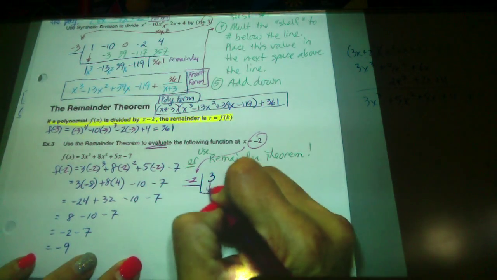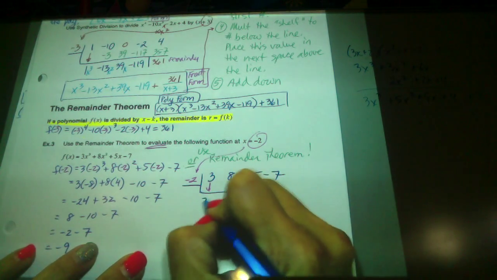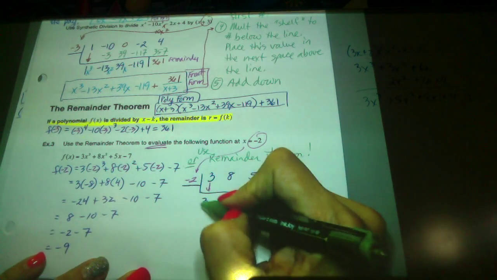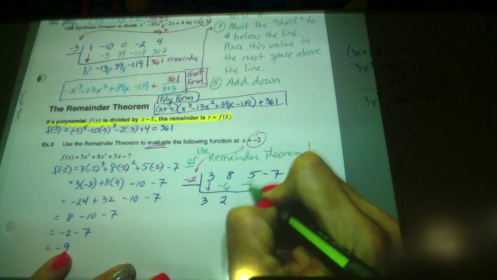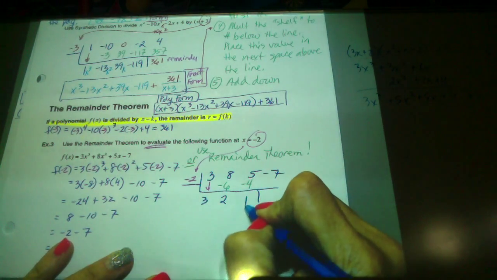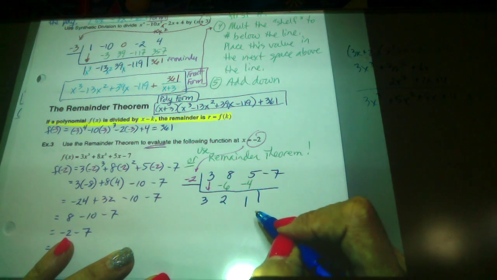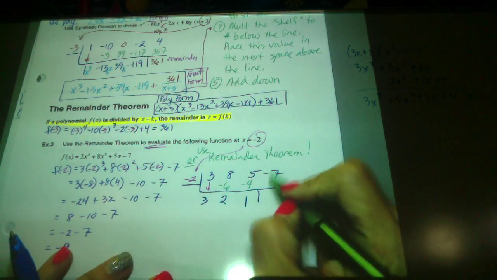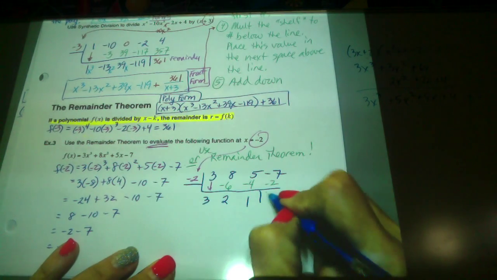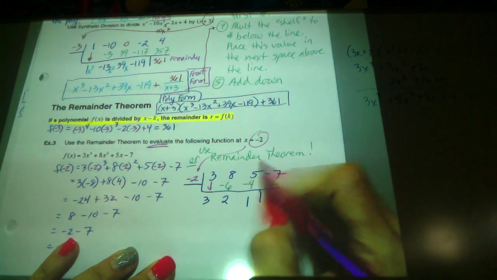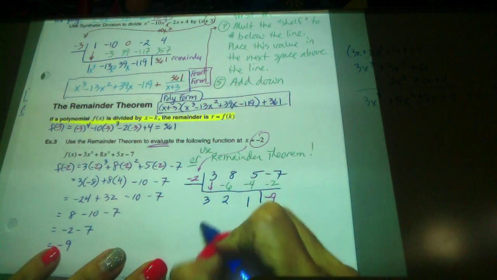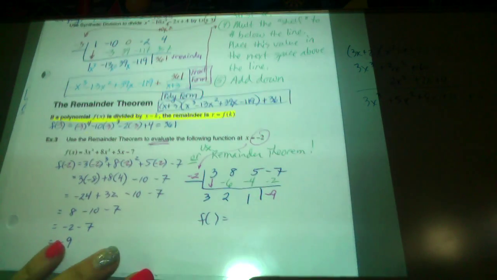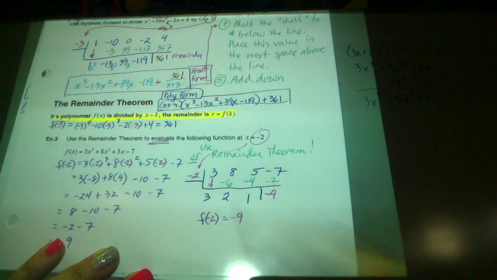So then bring down your first term and start to multiply. -2 times 3 is -6. Add down, we get 2. -2 times 2 is -4. Add down is 1. Has the math been terribly difficult? Nope. -2 times 1 is -2. Add down. Don't I get -9? So isn't f of -2 equal to -9?